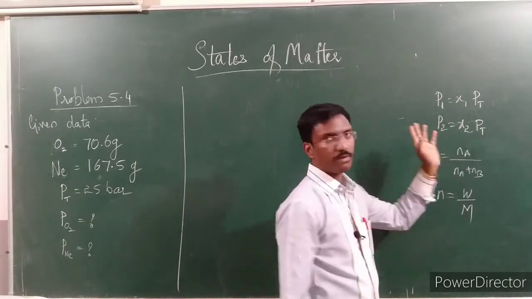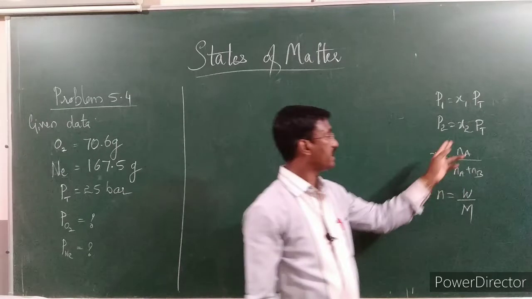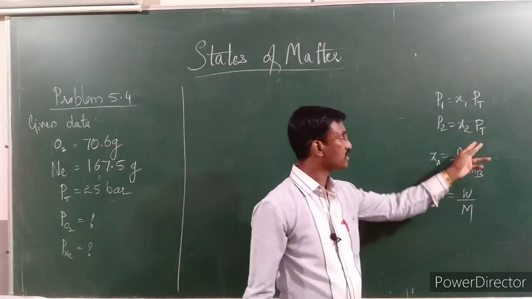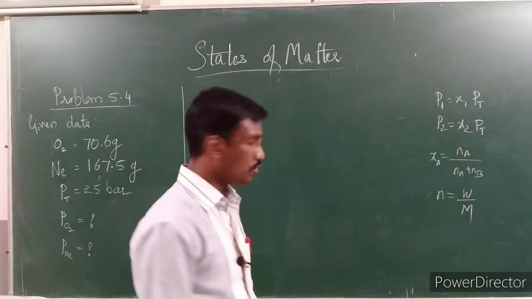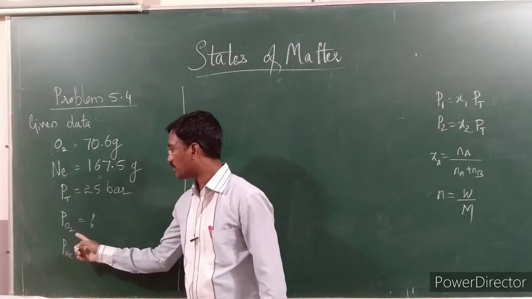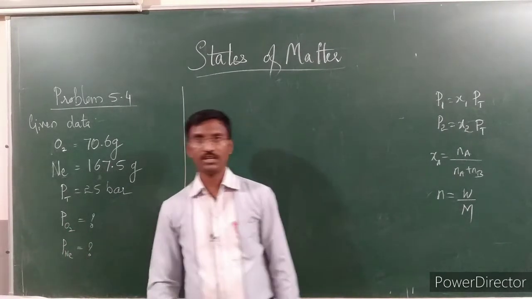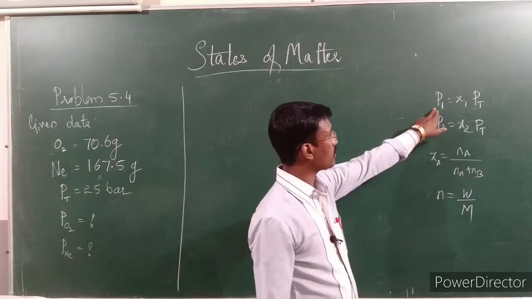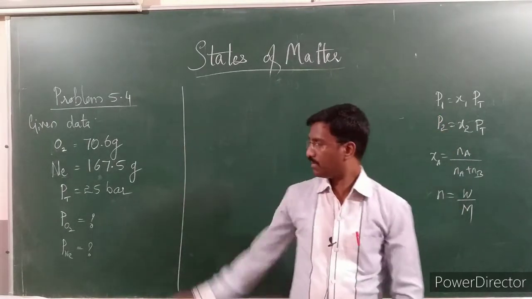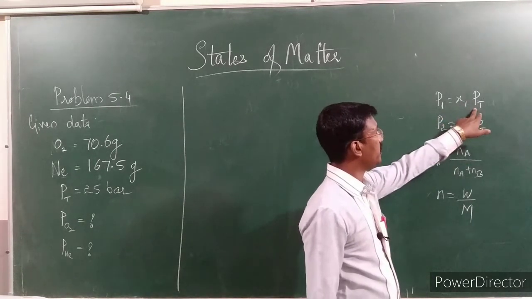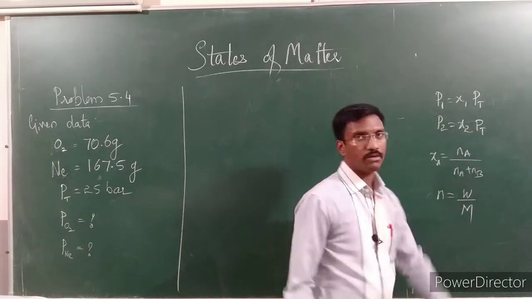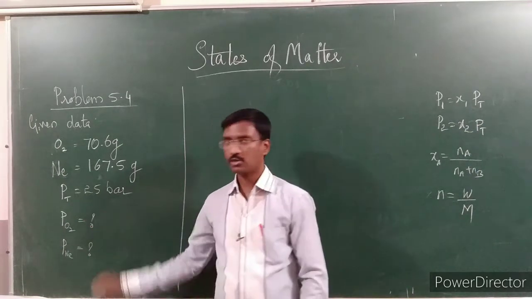Whereas P2 is the partial pressure of the second gas, x2 is the mole fraction of the second gas, and Pt is the total pressure. This is what you have to calculate here. They ask you to calculate the partial pressure of oxygen and the partial pressure of neon. Here 1 is oxygen and 2 is neon. You have to calculate this by using the expression x1 into Pt. But Pt they have given, the total pressure, as 25 bar.